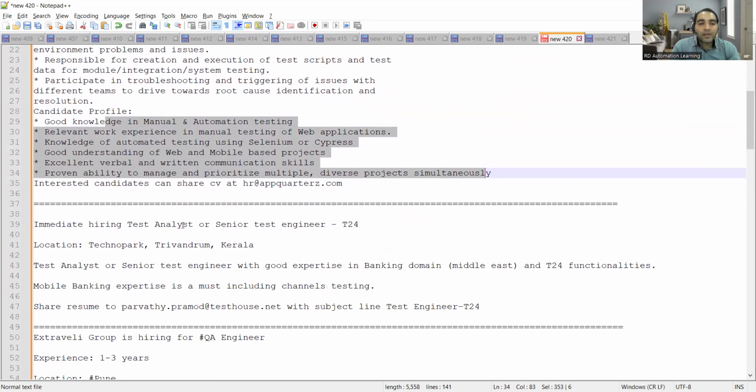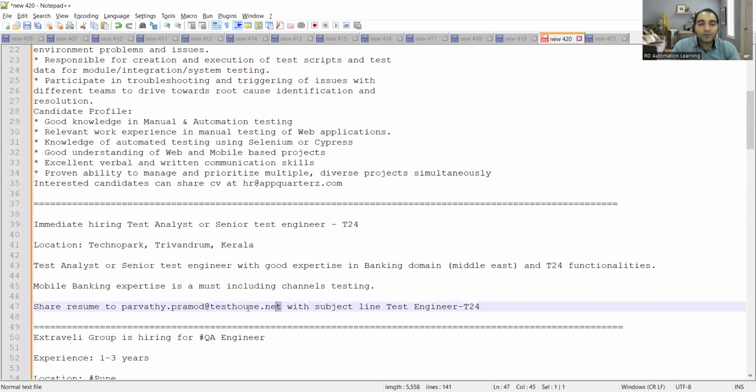Then there's a hiring for test analyst, or you can say senior test engineer. Location is Technopark, Trivandrum, Kerala, and you need to apply to this particular email address. The mobile banking expertise is a must, including channels testing. So they are looking for someone who is having experience in mobile testing and good expertise in banking domain.